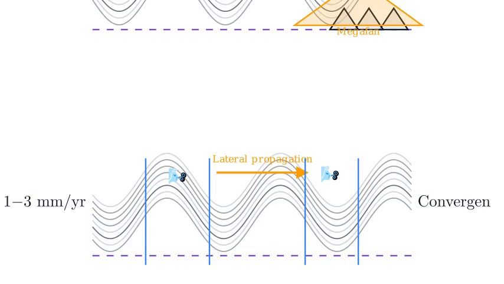Uplift rates on active folds are about 1 to 3 millimeters per year, with distributed convergence of 5 to 10 millimeters per year across the range. Some shallow detachments creep slowly between earthquakes, so folding can be partly aseismic.